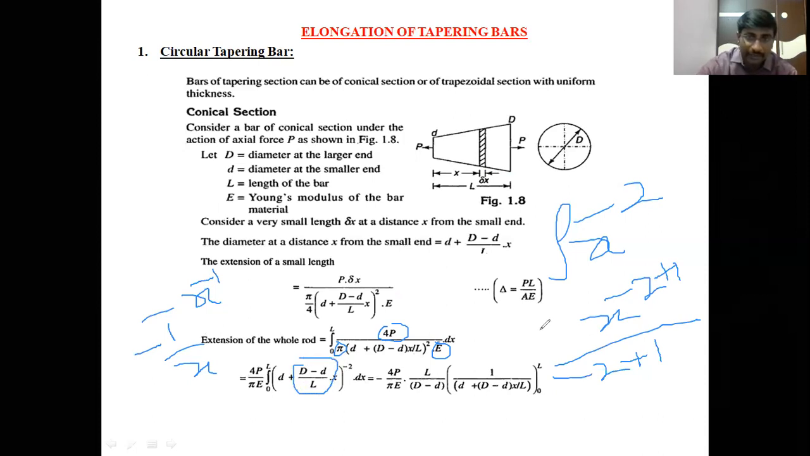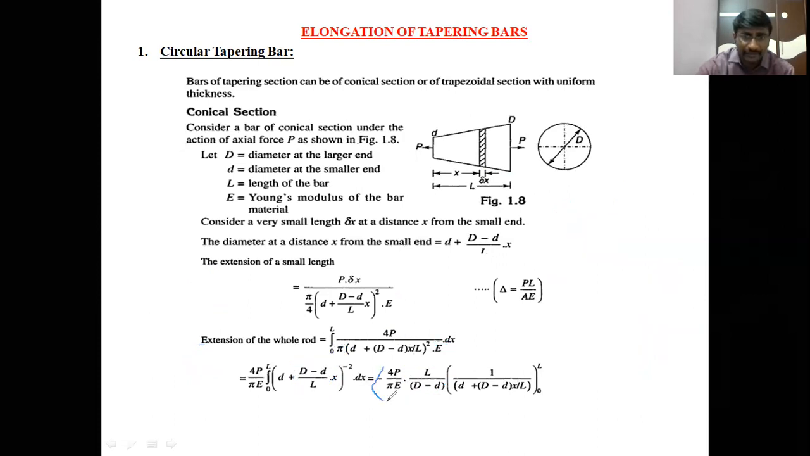If a multiplication is there with the x, we write it as divided by that multiplication. If we write (D minus d) by L in the denominator, then it is converted into L by (D minus d). Here, that is the integration. If we know the integration in mathematics, then we can easily integrate the equation. So the final equation is that.